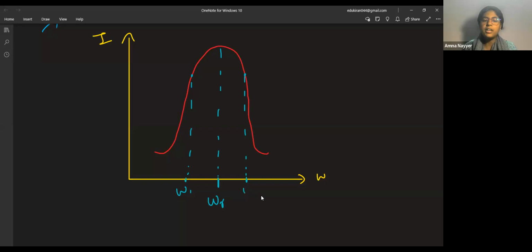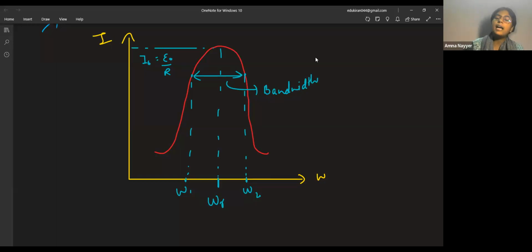I have taken omega 1 and omega 2. This is a very high value that I have taken: I naught is equal to E naught divided by R. Now see this separation between omega 2 and omega 1. This is called bandwidth. Now see, what is quality factor? It's actually the ratio of this omega r, that is the resonant frequency, right? This is omega r divided by their difference, omega 2 minus omega 1.